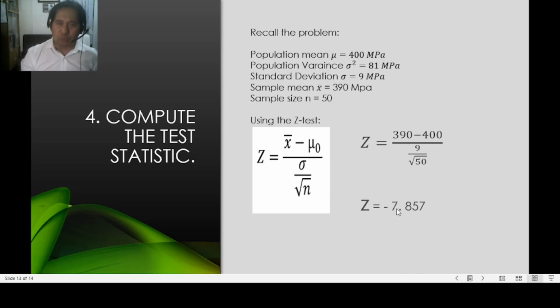So let's look into it. We have in here negative 7.857. Now having this, this is already the actual z-score. Now we will be comparing this to the critical values that we already set in step number 3, for us to decide in step number 5.